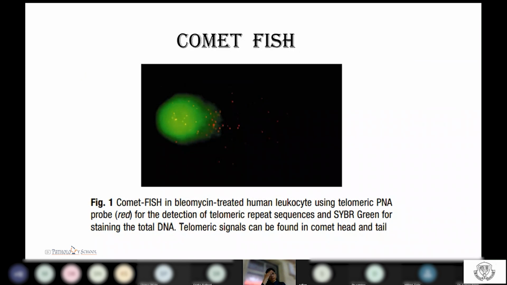Next is your comet fish. Now, your comet fish is mainly used in DNA damage due to radiation. So what happens is, if your DNA is not damaged, it remains in only one place and this forms your comet head. But if it is damaged and there's a break or anything, it will give out a tail, and this will indicate your DNA which has broken or your breakpoint frequency.